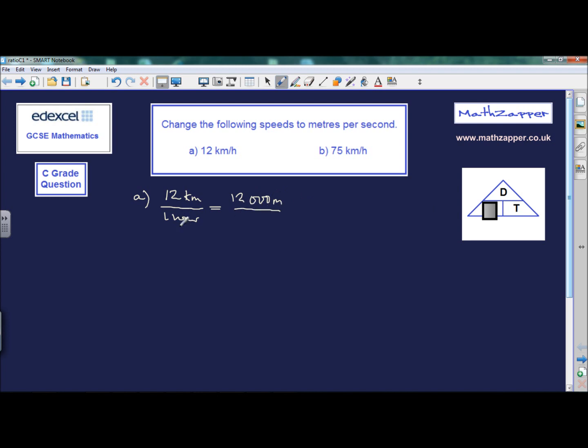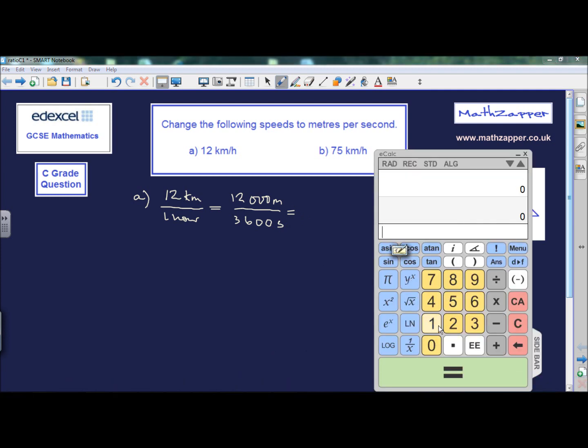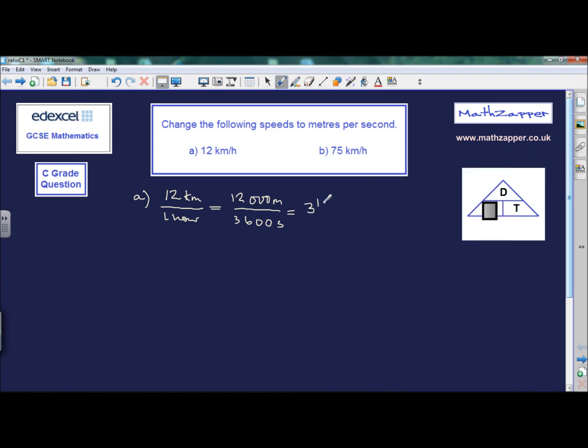Now divided by an hour in seconds: 60 seconds in a minute, 60 minutes in an hour. So 60 multiplied by 60 is 3,600 seconds. And by simply taking the calculator we can tap that in. 12,000 divided by 3,600 gives us an answer of 3.33, which is 3 1/3 meters per second. So part A, 3 1/3 meters per second.